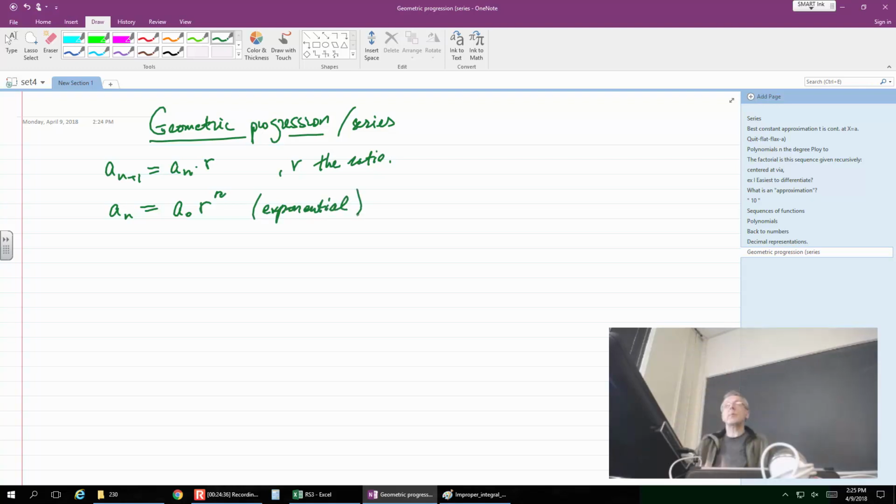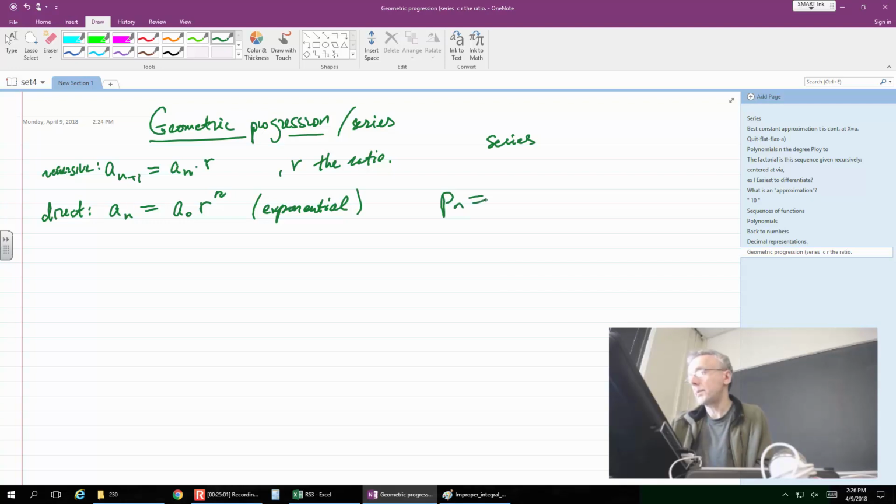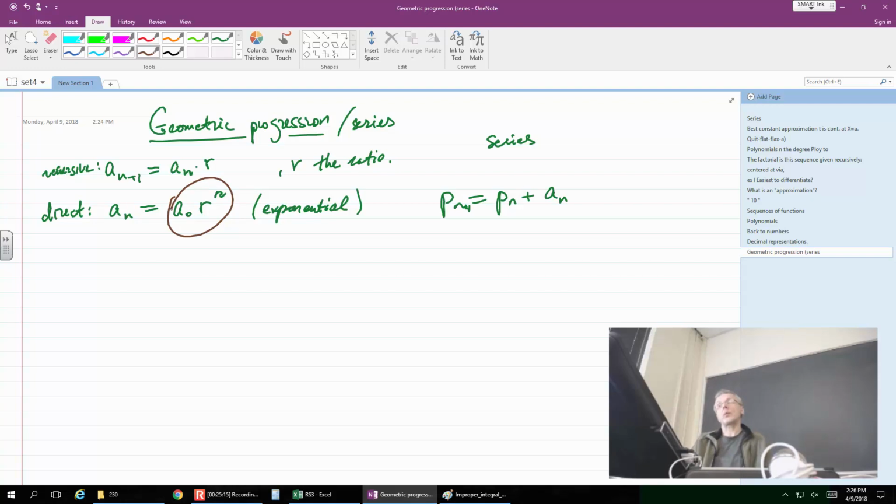Okay, but then we might want to add them together to create a series. So once again, these are the sequences, or the sequence, just given in two different ways: recursive and direct. And then the series, we start adding them together. So P n plus 1 is equal to P n plus a n. Okay, so before moving on, I have to refresh your memory about where this one is going.